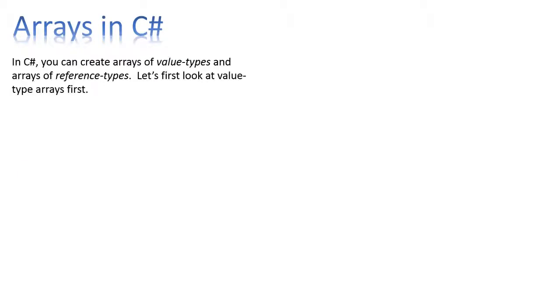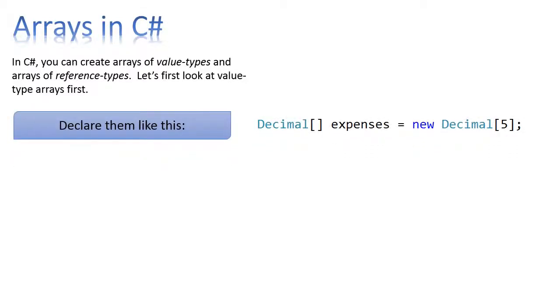Now let's see how we can create an array in C#. There are two types of arrays that we can create: arrays of value types and arrays of reference types. So let's first talk about the former. We're going to create an array of 5 decimals. We start out by specifying the data type and a set of square brackets indicating we're going to make an array. Then we have the name of the array, expenses.